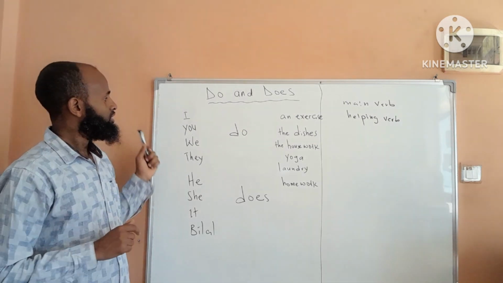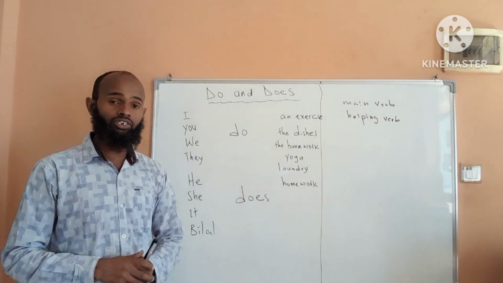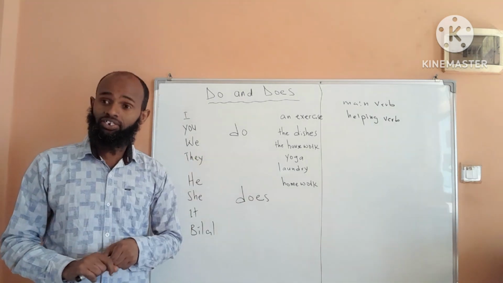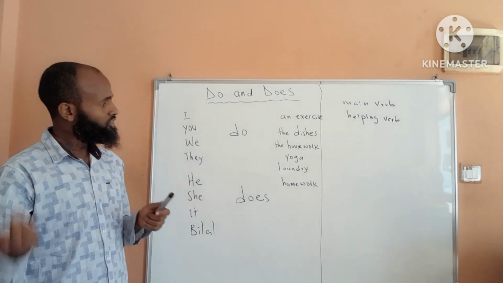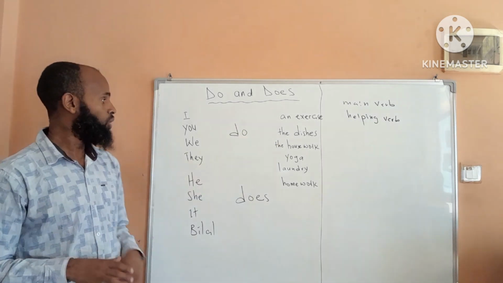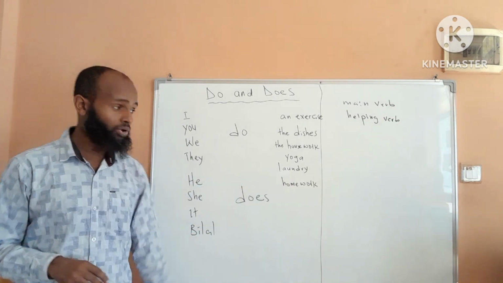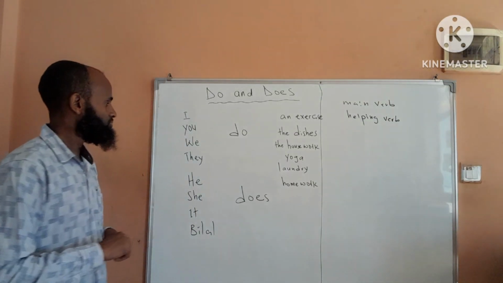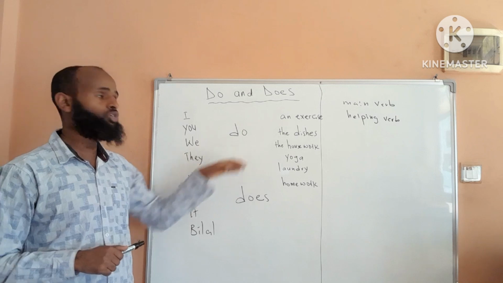They do. So here we can add other phrases to complete the meaning of the sentence. I do an exercise. You do the dishes. You do the housework. You can use anyone's homework. They do homework. They do the laundry. They do yoga. Yoga is a type of sport. So with these subjects we use do.